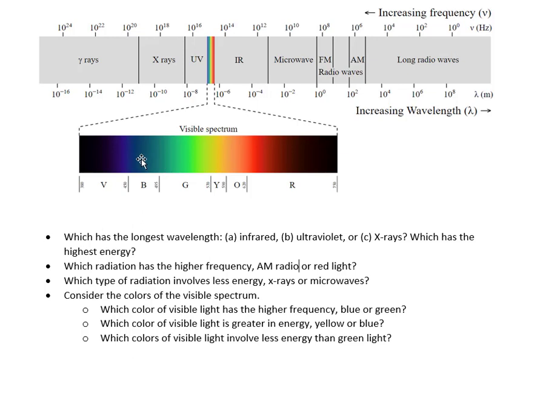Which of the colors of the visible spectrum involve less energy than green light? Well, all the colors that are to the right of green are associated with less energy than green light, because green is to the left of these colors, such as yellow, orange, and red. These colors have less energy than green, and we could also say that their wavelengths are longer, and their frequencies are lower than green light.